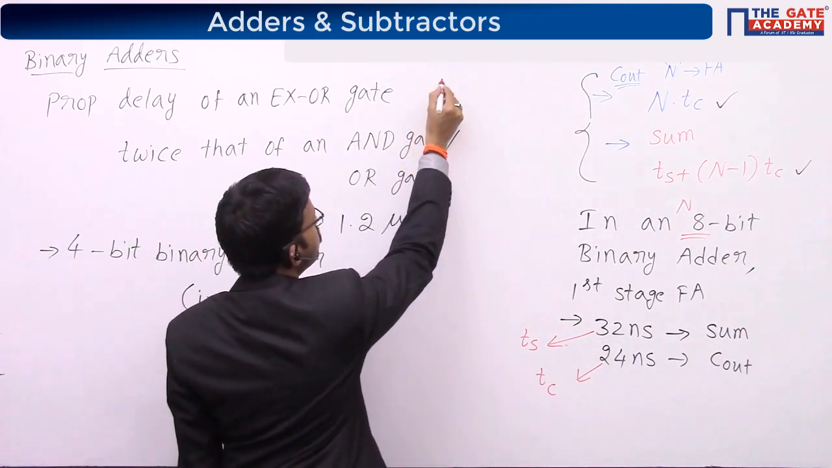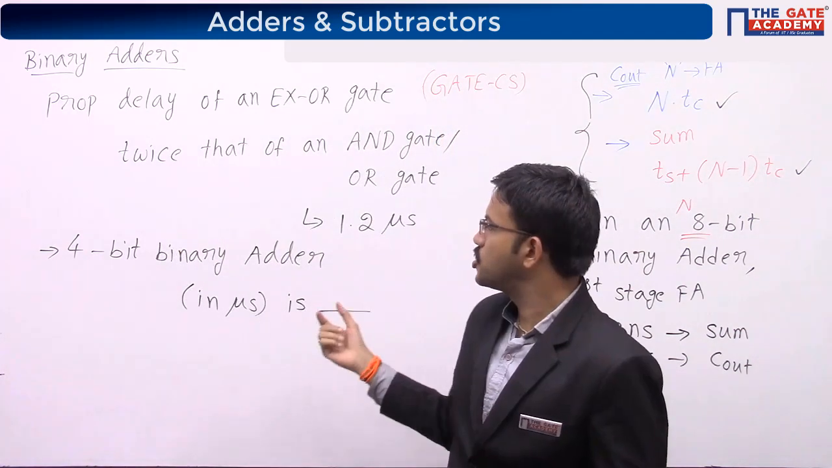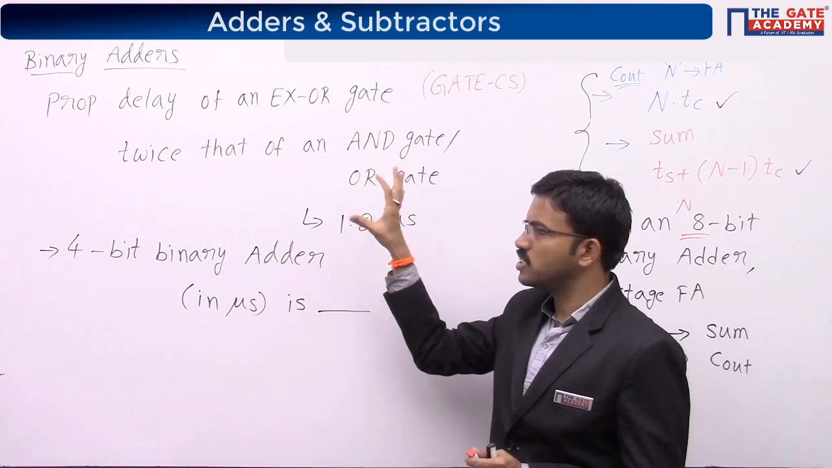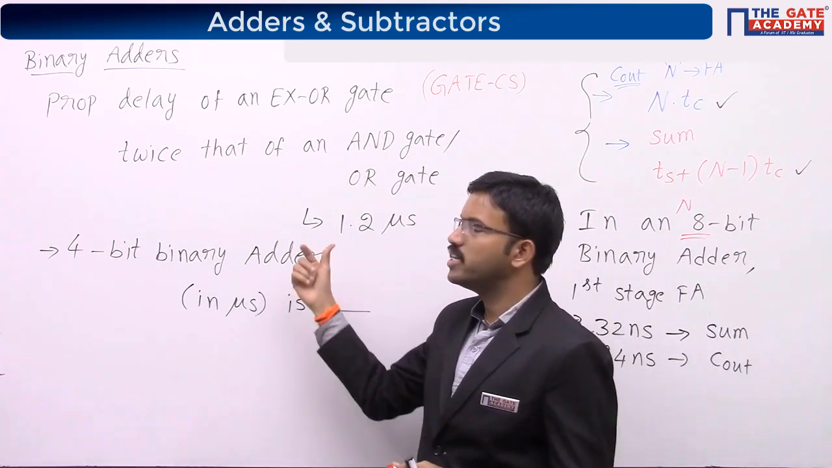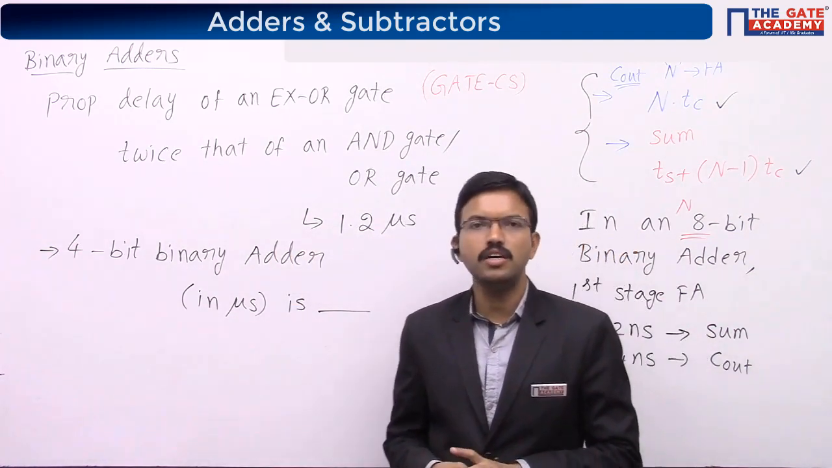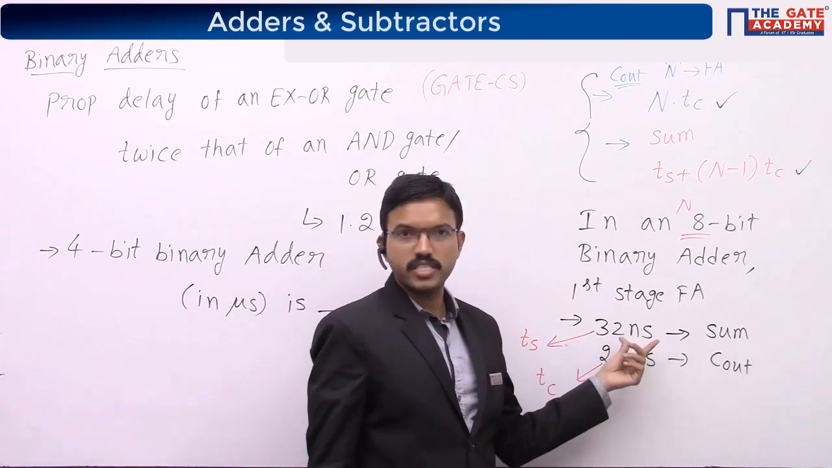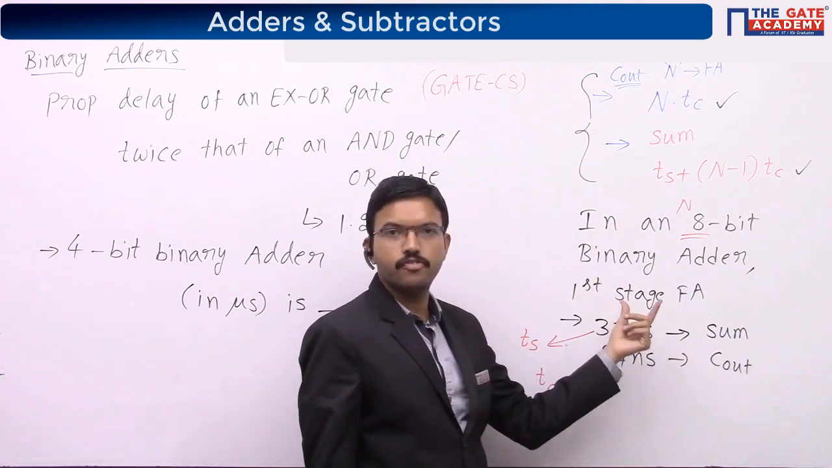This is the question asked for GATE CSE branch. Just look at the previous questions and this question. Just go through the question. What data he has given in earlier questions, and here what data he has given. Just try to observe. In the previous questions he has given the time required for producing sum and the time required for producing carry output of a particular full adder.